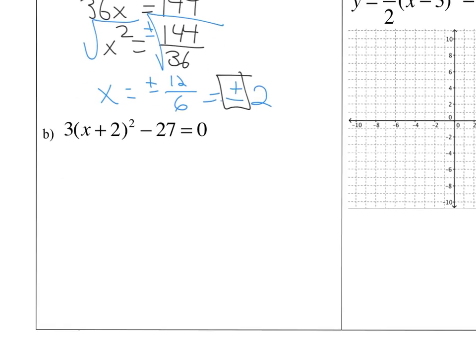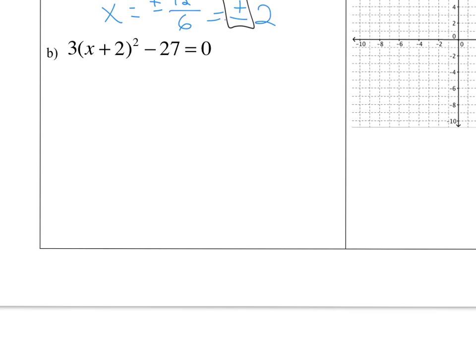This one looks scary, and many of you want to instantly distribute in that 3. Don't do it. Don't you touch that 3. Leave it alone. Treat it like a linear equation also. Leave this as one big unit. Add the 27. Divide by 3.